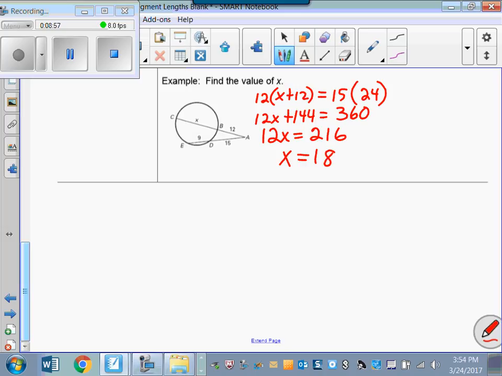What's the value of x? 18. Is that a diameter of the circle? Maybe, but I don't know that it is, right? Because I'm not shown the center of the circle, so I don't necessarily know that that part goes through the center of the circle. So don't be too presumptuous here.